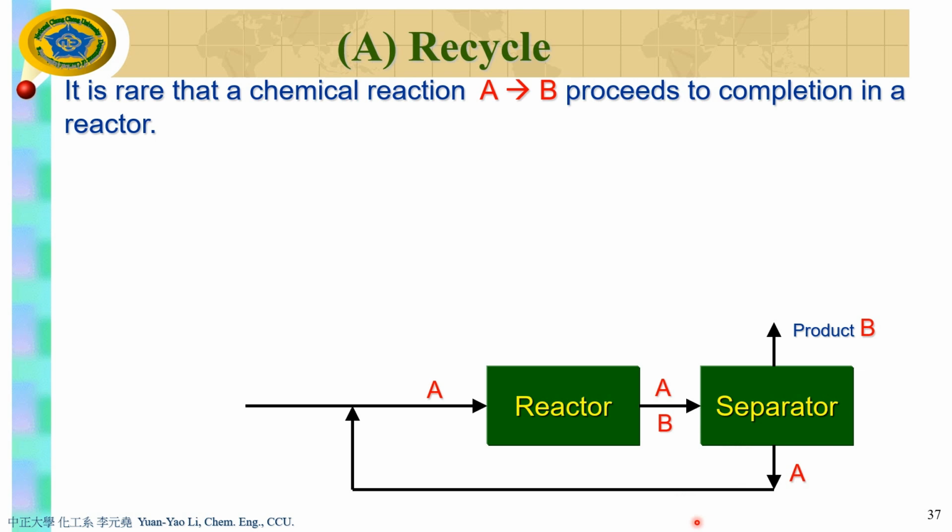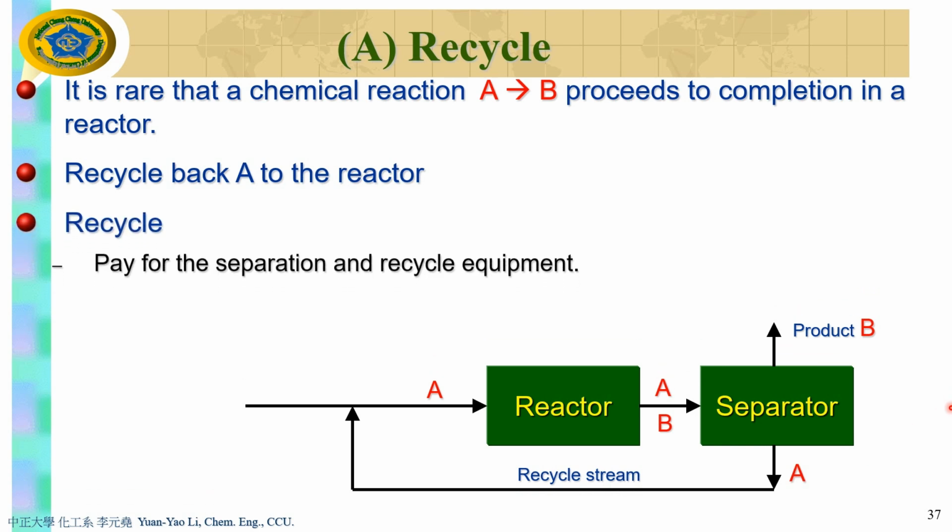The thing you want to think about is how much it costs to build a separator. If it is very cheap, if it's not too expensive, of course you want to build a separator. This is called a recycle stream, recycling A back to the reactor. With recycle, you need to pay for the separation and recycle equipment, the separator and its pipes.